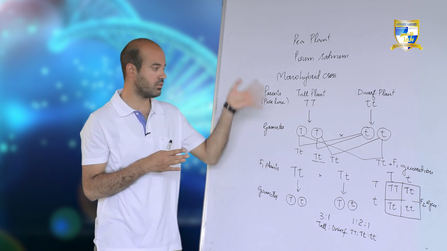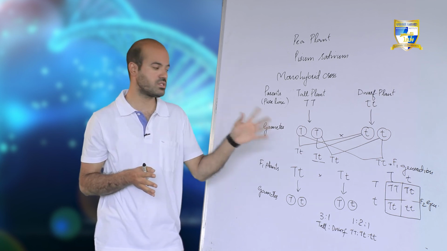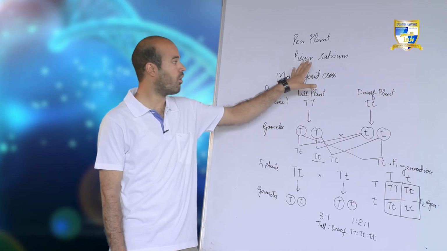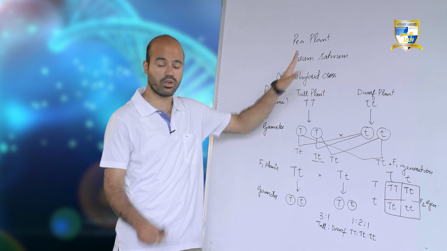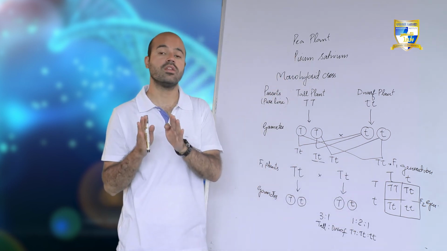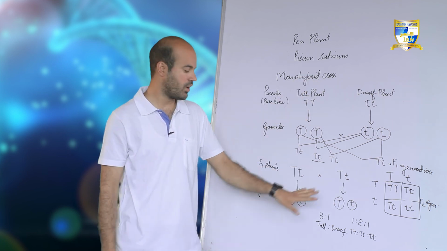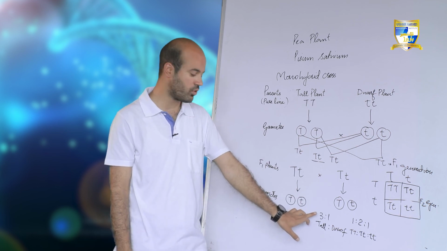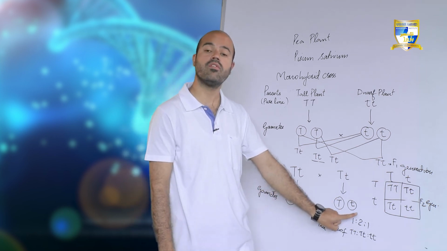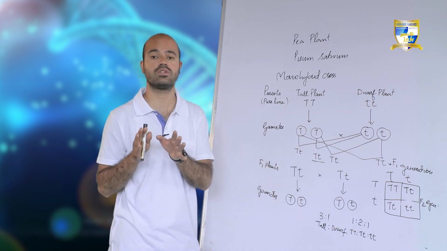Until and unless we are following these rules of Mendelian genetics, this ratio will never ever change. Whatever the number of plants you are taking, or whether you are taking Pisum sativum or any other plant, this ratio will never change. The ratio will always be the same, that is phenotypic ratio will be 3:1 and genotypic ratio will be 1:2:1. I hope this monohybrid cross is clear to you.